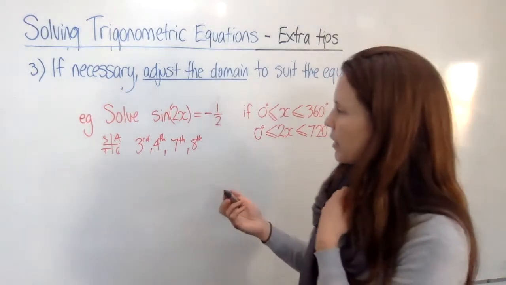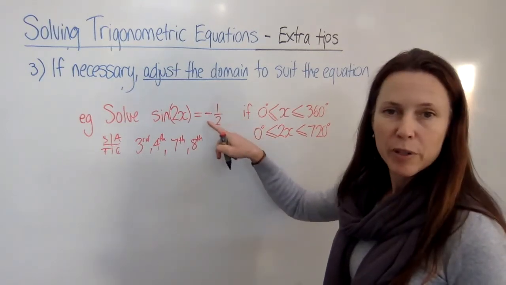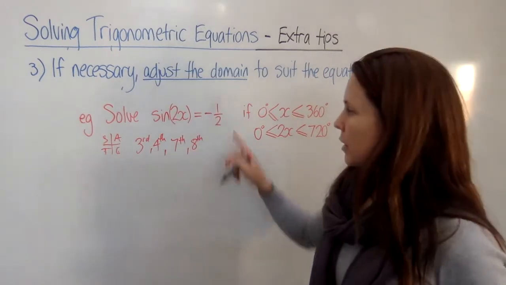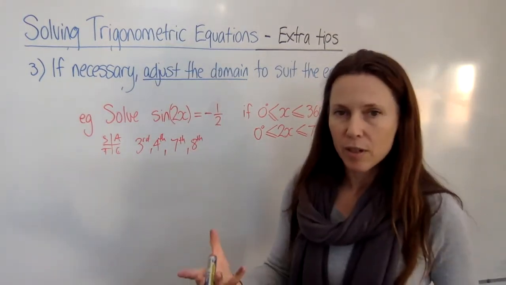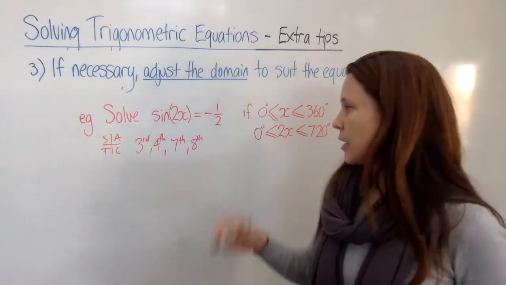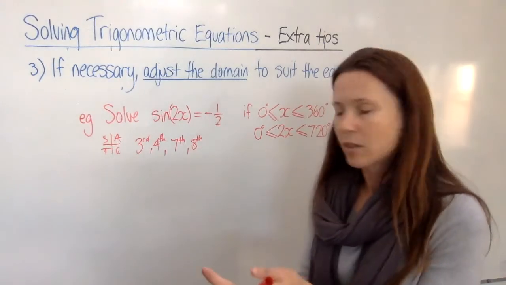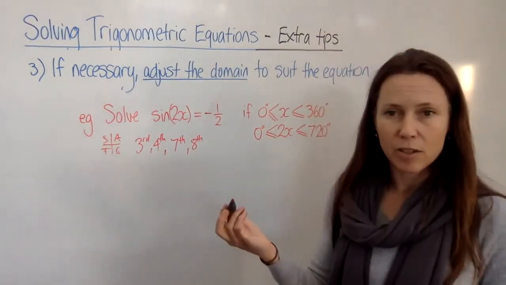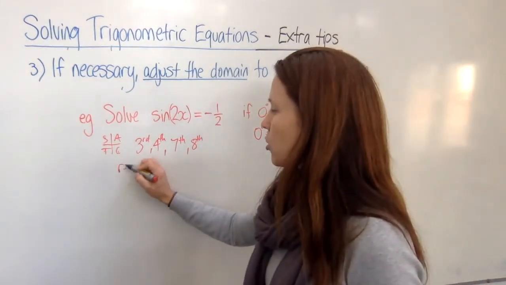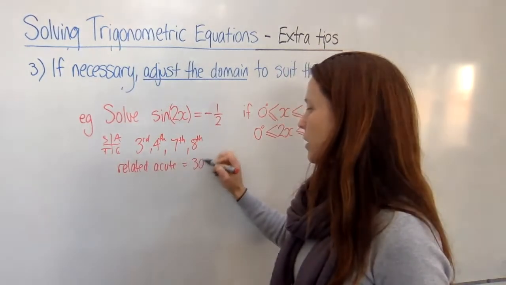Alright, so how do we solve it now? Well, let's think. Sine of something is half. Remember, we don't put the negative half in. We just think sine of something, this can be our something, is half. Now I know that the sine of 30 degrees is half, but if I didn't know that, I'd just type inverse sine half into my calculator and it would spit out 30 degrees. So that's the related acute angle. Now what do I do with my 30 degrees? If you want, you can jot it down. Related acute angle is 30 degrees.